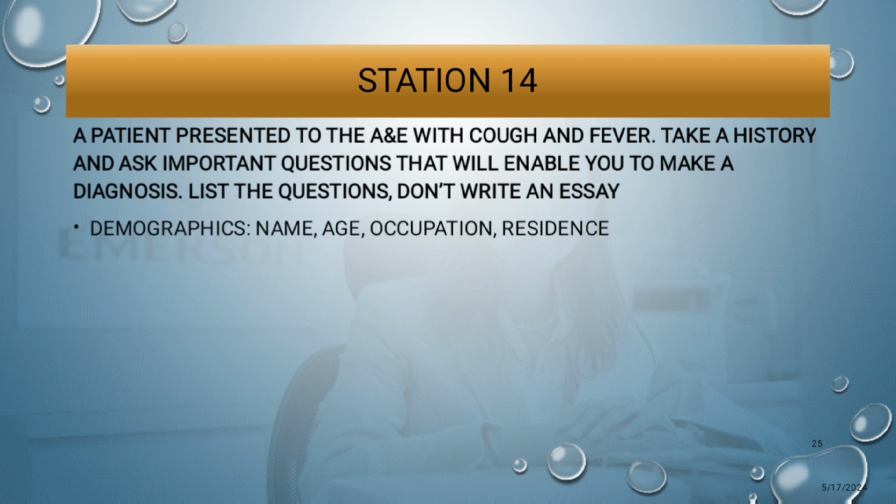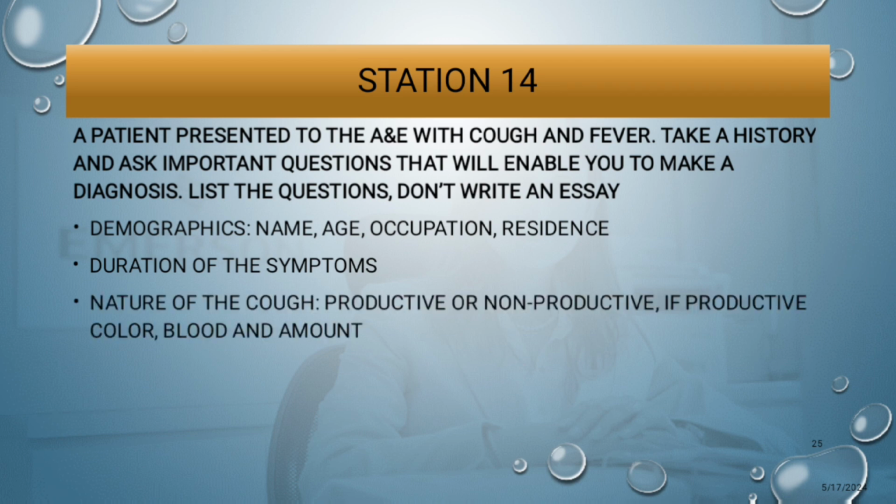Okay. So for cough and fever, again, demographics: name, age, occupation, residence. Then the duration of the symptoms. What's the duration of the symptoms? The nature of the cough, is it productive or non-productive? If productive, what's the color, is there blood, and the amount? If there's blood, then what's the amount?